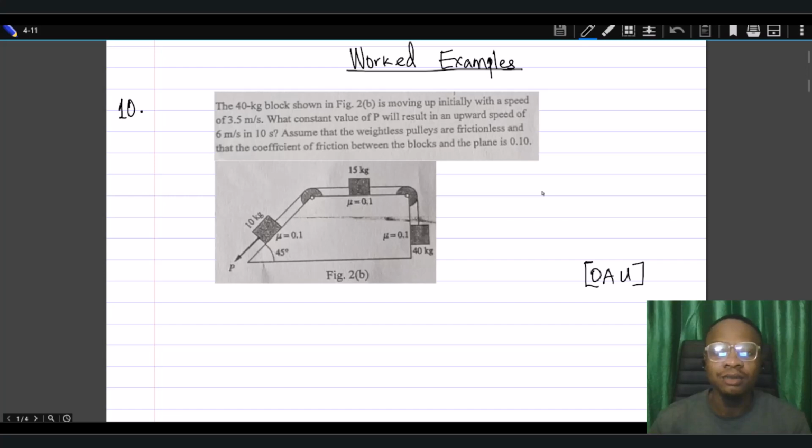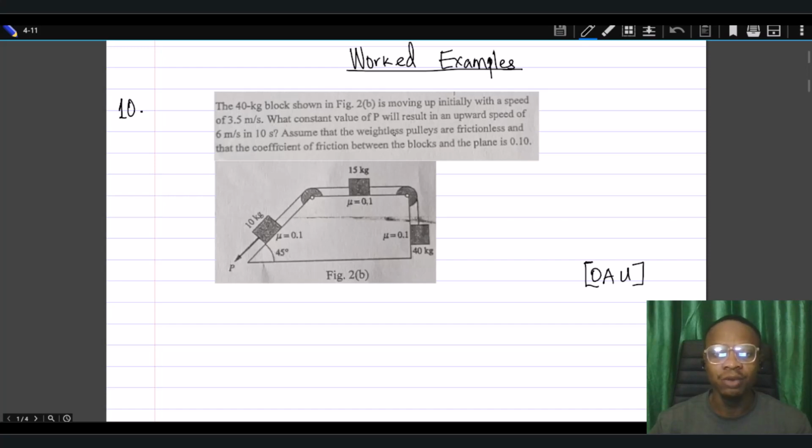Welcome back. So we have yet another example on the concept of this chapter. Let's get right into this. It says the 40-kilogram block shown in figure 2b is moving up initially with a speed of 3.5 meters per second. So this is the 40-kilogram block. Say block A is moving up initially at 3.5 meters per second.